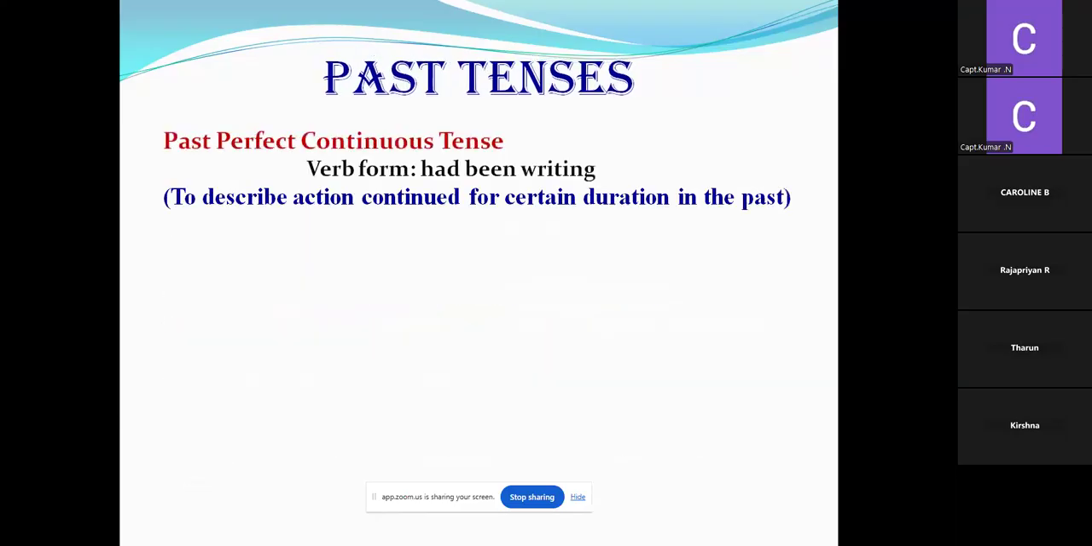Next, we have the past perfect continuous tense. The verb form for past perfect continuous tense is had been writing. Here, you need not worry about singular or plural. For everything, we can use had. Past perfect continuous tense is used to express an action that continued for a certain duration in the past.